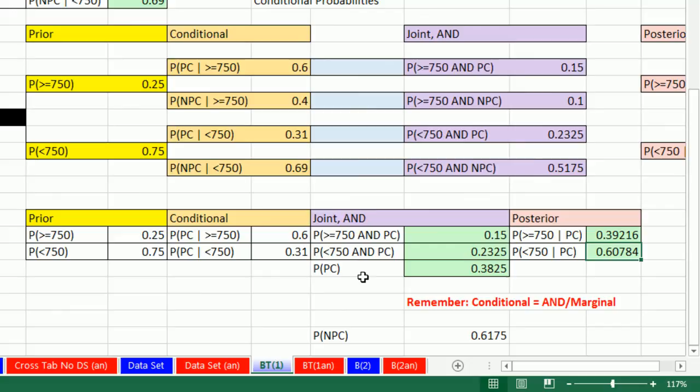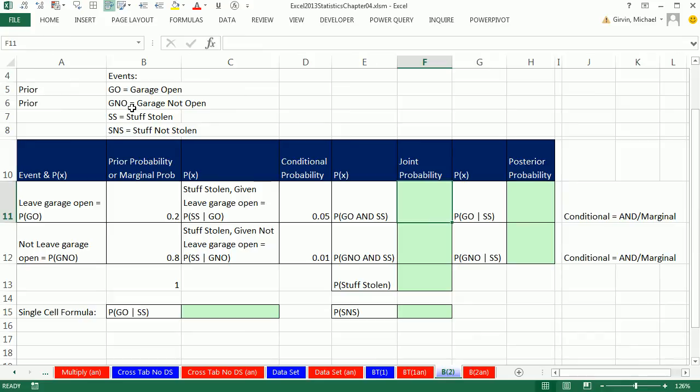Now I want to go over and look at one other example for Bayes' theorem. I'm going to click on B2. Here we have some source police data, and we have the events. You either left the garage door open in a particular neighborhood, or you didn't leave it open, and then stuff was stolen or stuff was not stolen. So our prior probabilities here, 0.2, that's the probability that someone left a garage door open in this particular neighborhood. Probability that they didn't leave it open was 0.8. Then the probability that stuff was stolen, given that they left the garage door open, is 0.5. And then stuff stolen, given that they didn't leave the garage door open.